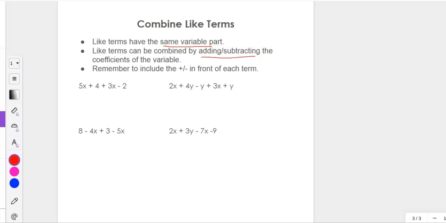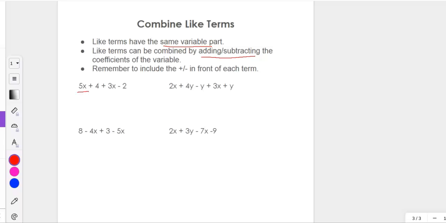So what we were talking about last class was that these minus signs are actually making these negative 2, negative 4x and negative 5x. That's what we were talking about when we were writing out our terms. So that's going to apply today when we combine like terms. When you combine like terms, you need to look for things that have the same variable part.